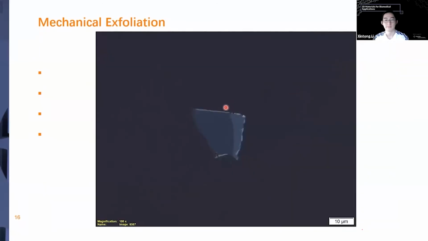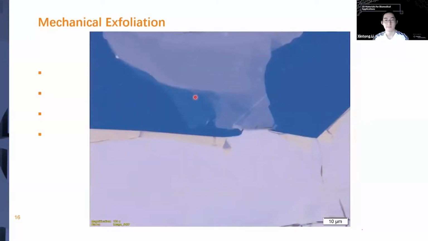Okay, for example, this is one of the monolayer WSe2 I found on PDMS and on silicon with 285 nanometer silicon dioxide. And as you can see, the contrast for different substrates can be very different. So, for example, for ultra thin hexagonal boron nitride, it's very hard to see on PDMS because the contrast is really low. But on silicon dioxide substrate, usually it's visible.